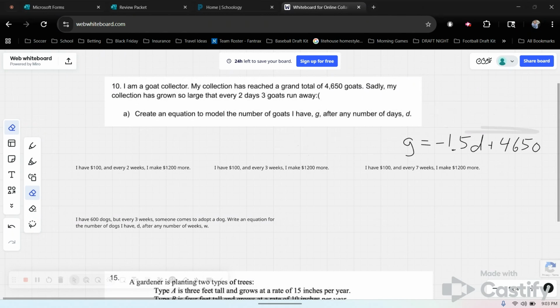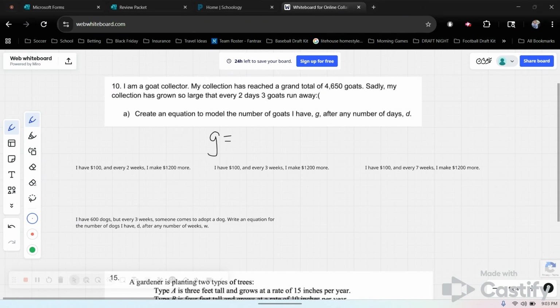Clutch eraser. Okay, so anyway, in terms of the actual how to do it so that everybody can get all the points, when it says create an equation, just be careful on capitalizations versus lowercase and on using the right variables. So my number of goats is decreasing by 3, so -3, every 2 days. So all of the sets of 2 days, I lose 3 goats. That is per day, and I start with 4650.